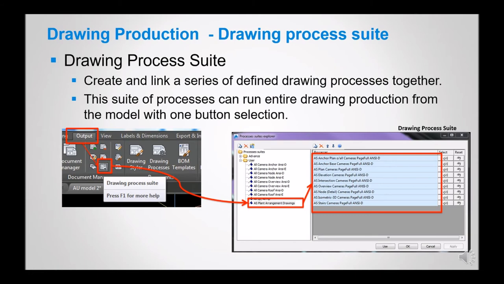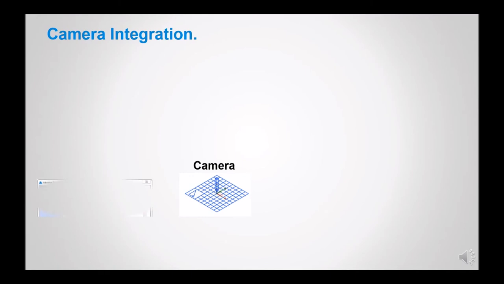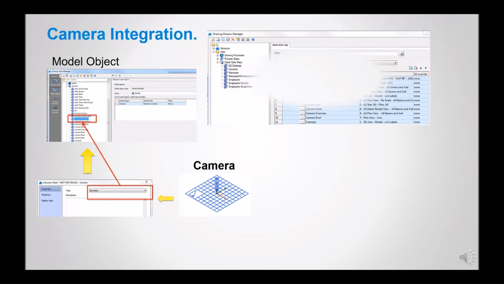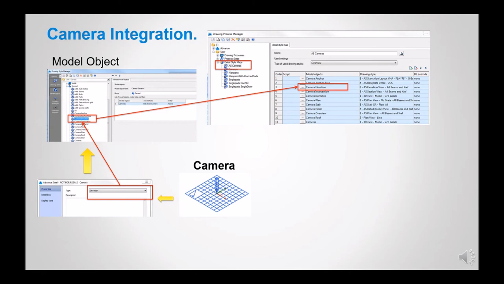A little bit more on camera integration. A camera is an object inside Advanced Steel. Typically there's a type that exists. You can customize it, you can add different types of cameras into the system. We typically do this for clients. I tend to link the camera to the type of drawing that people are trying to produce at the end of the day. This links back into the drawing style system via what's called a model object. The model object then actually links across to the drawing process manager, and with that in place there would be a style in there that you could use, and it would automatically create the drawing.